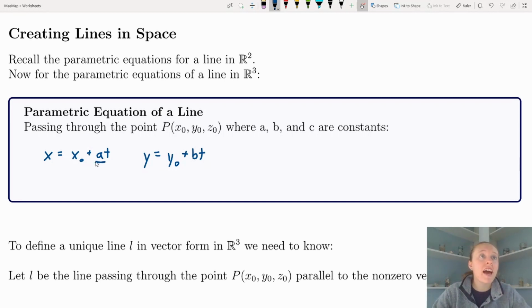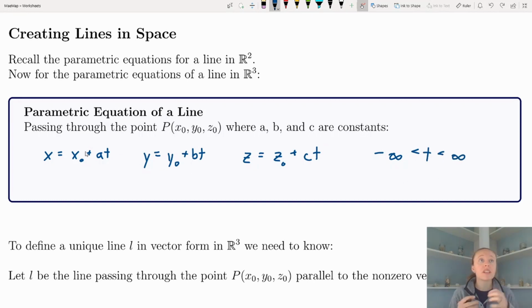But we can think of this a as the change in the x direction, the change in the y direction would be b, and now we have a z, right? Because we're in 3 dimensions. So x, y, and z, and this is going to be z naught, because we're passing through that point, plus some constant c of t. And that's for negative infinity less than t less than infinity. So these equations are the parametric equations of a line in 3 dimensions. And that's just one way to express a line.